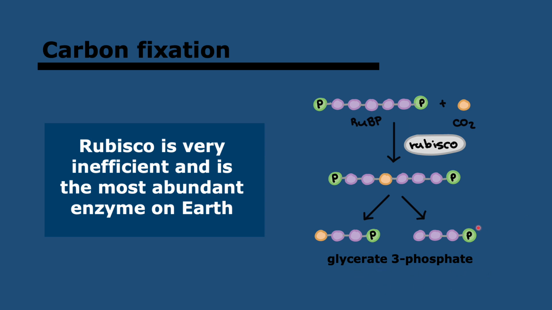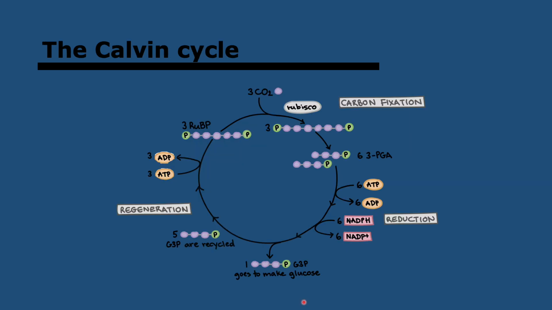And the enzyme that catalyzes this is called rubisco. Super important. It's the most abundant enzyme on Earth, even though it's very inefficient. That's why it's the most abundant, because we need a lot of it, because it's not very, very efficient. Okay, so do remember this, okay? It's very, very important. This comes up a lot.